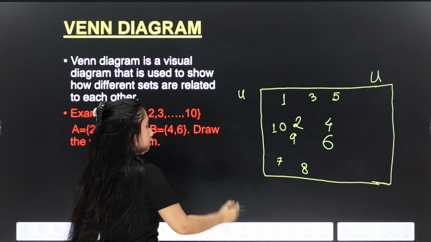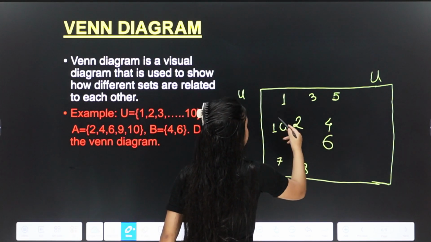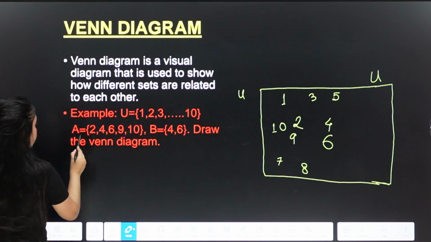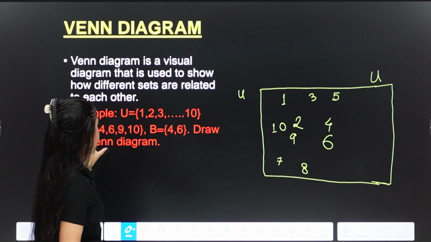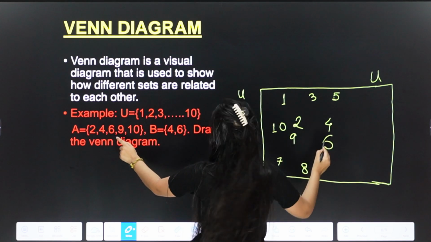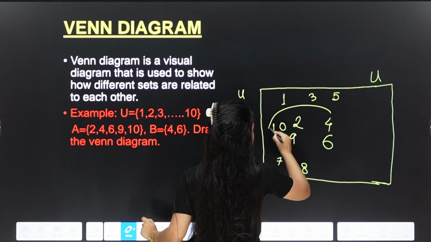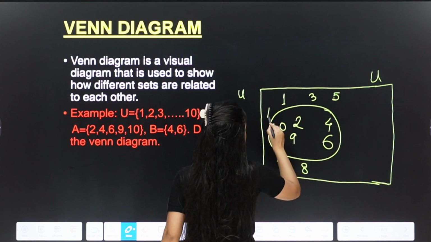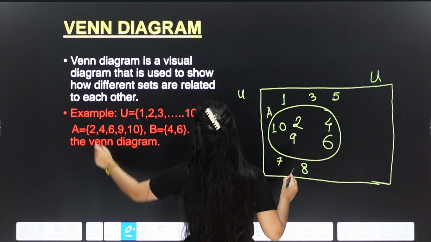The points in the U set are related to each other, and we are going to show how they are related to each other. Here A is given as 2, 4, 6, 9, 10. Then we will first draw A. So A consists of the points 2, 4, 6, 9 and 10. Then it will be the circle which is A, and these are the elements present in the set A.